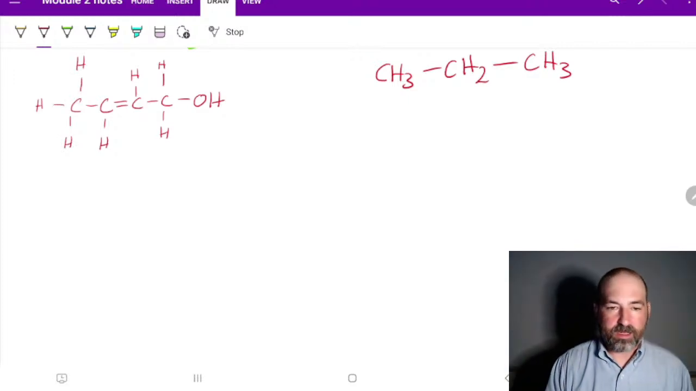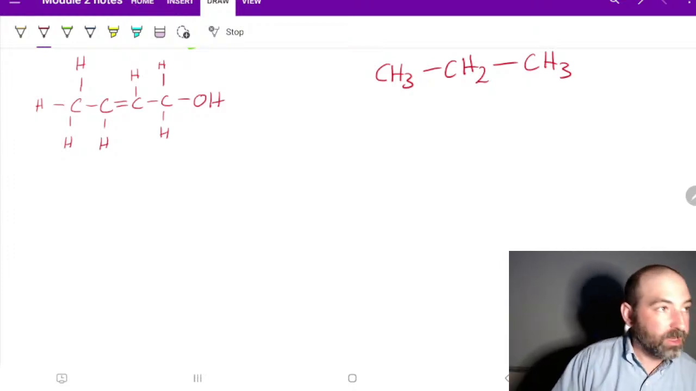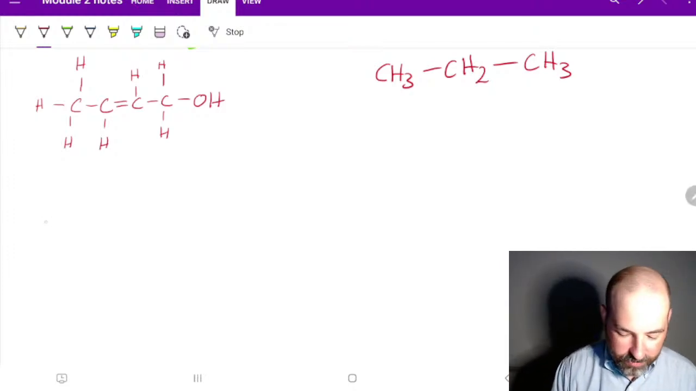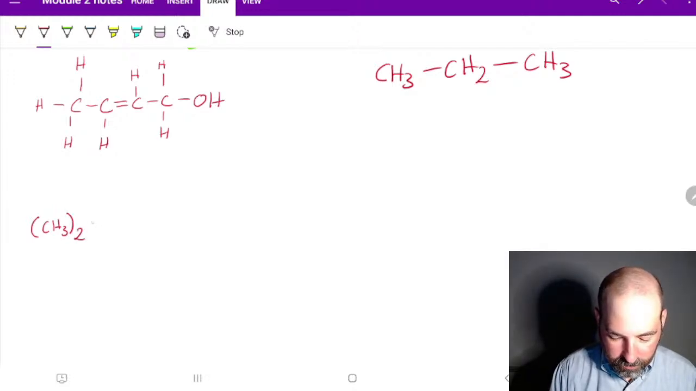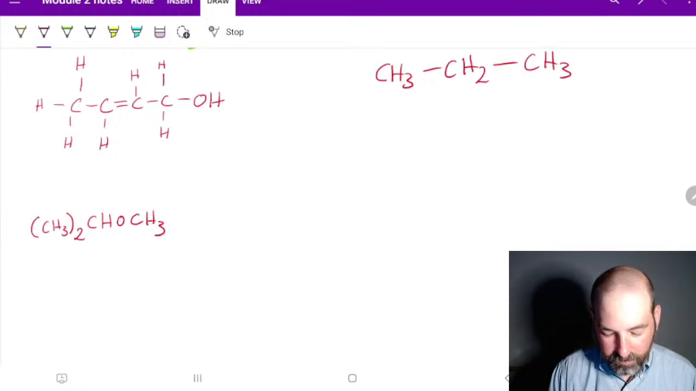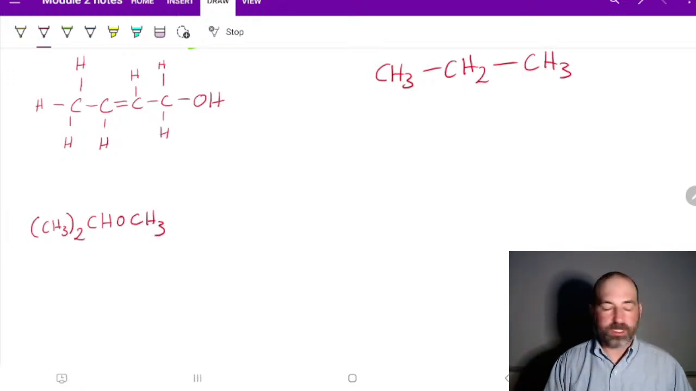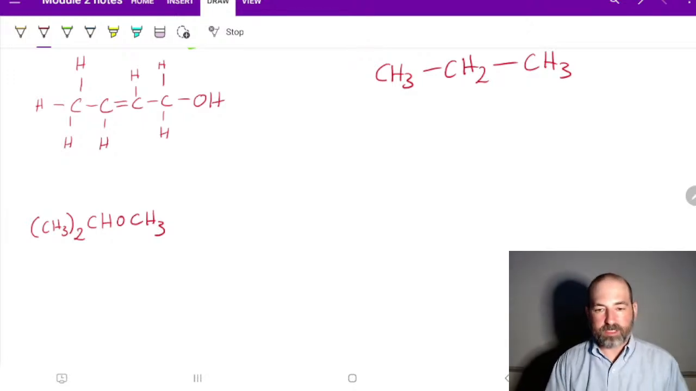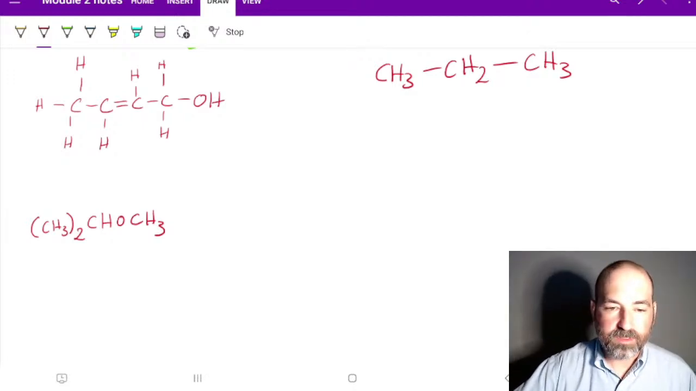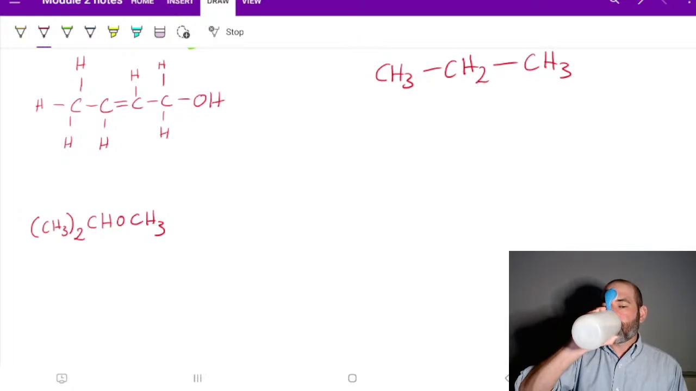So see if you can draw a condensed structure of this one, and then I'm going to write a condensed structure, and you try to draw the structure. All right. If you're watching later, go ahead and pause the video here so that you can give those a try, and then come back when you're ready.